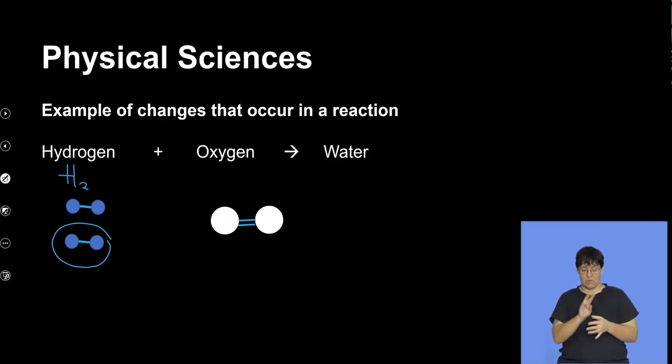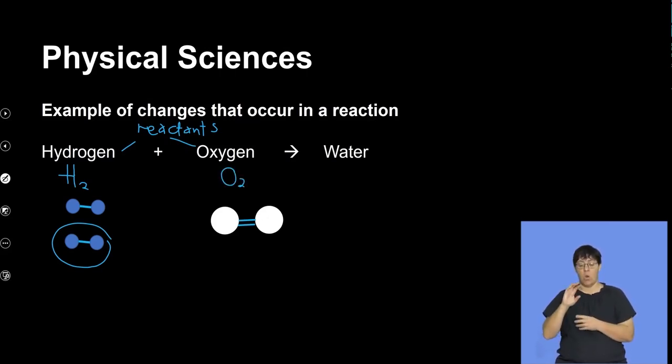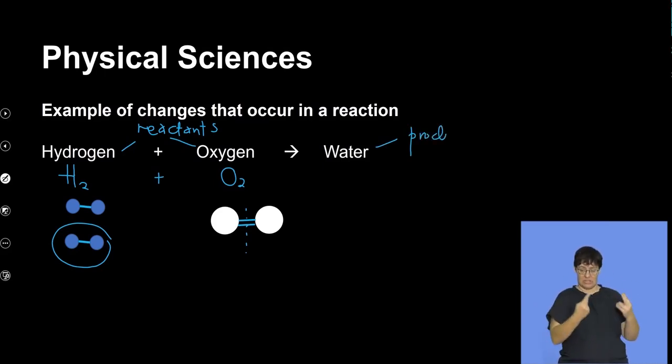For us to get the water, which is our product, these two are our reactants. Also, oxygen is a molecule of an element. So the formula O2 suggests that oxygen consists of atoms of the same kind that are joined together. So we need to break these existing bonds so that they can join to form water, which is our product.